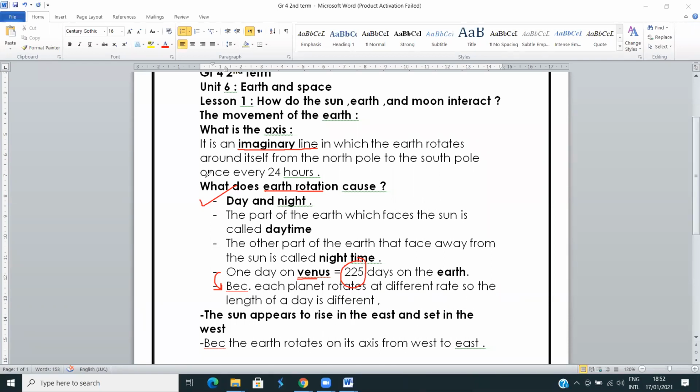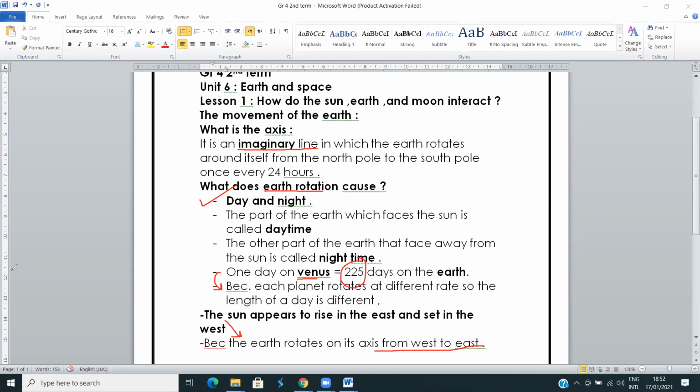Muhammad Saad, how are you? Alhamdulillah, I'm fine. The sun appears to rise in the east and set in the west. Why? Because the Earth rotates on its axis from west to east. Thanks. So it will move from west to east, not east to west, my friend. From west to east. Okay, my student, Ahmed Al-Badawi.